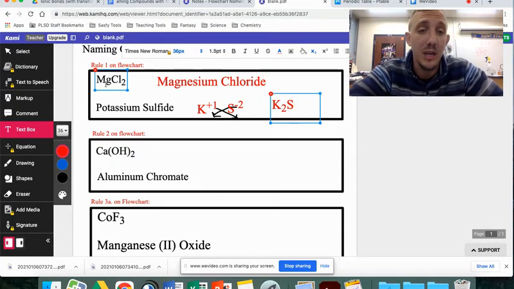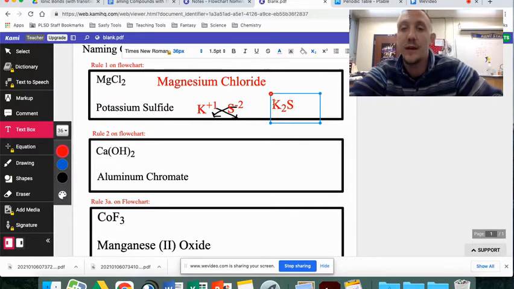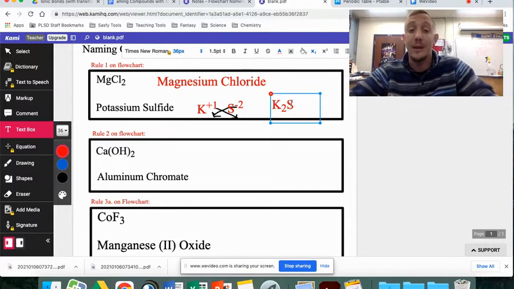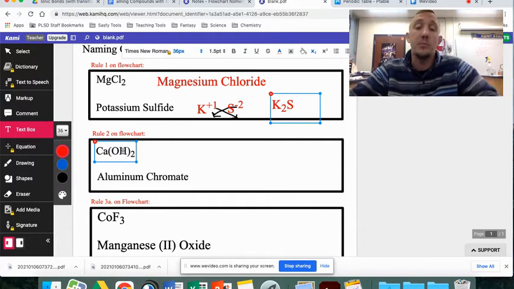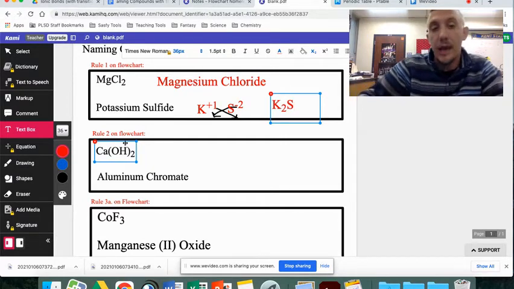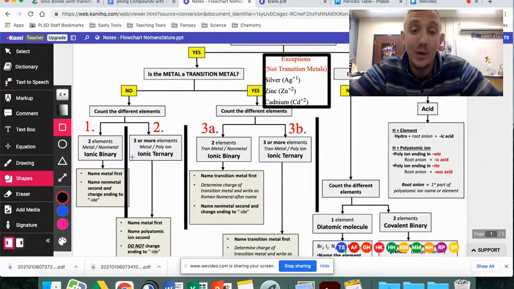Okay, so if you look up here, I only have Mg and Cl. Even when I wrote the formula for potassium sulfide, I had potassium and sulfur, 2 elements. When there is a polyatomic, there is more than 2 elements. So if you look, I have calcium, oxygen, and hydrogen. That is telling me there's a polyatomic in here. Okay, so it follows the same rule.